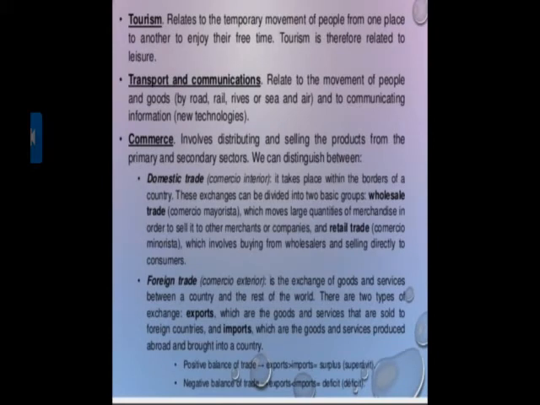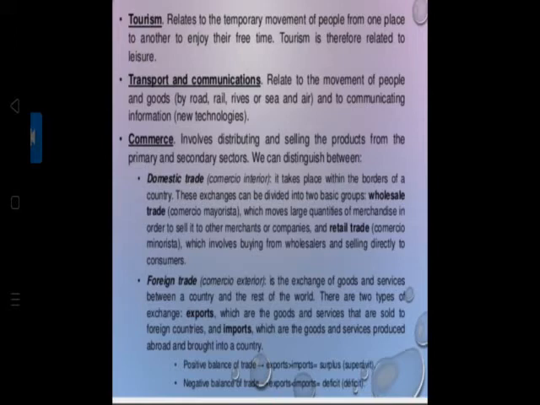Now, tourism. What tourism can we think of? It relates to the temporary movement of people from one place to another to enjoy their free time. It is therefore related to leisure. So tourism comes under the tertiary sector. Transport and communication relate to the movement of people and goods, by road, rail, rivers, sea and air, and communicating information, new technology. We know this commonly. We've spoken about tourism and transport in a different way also.